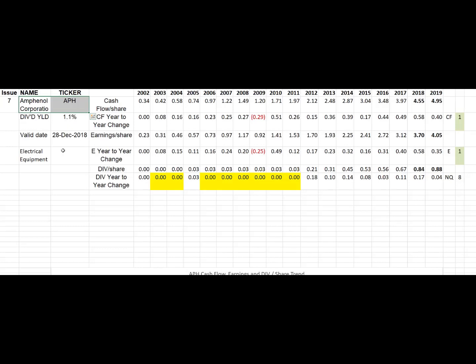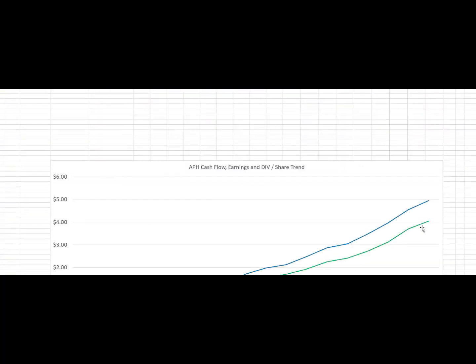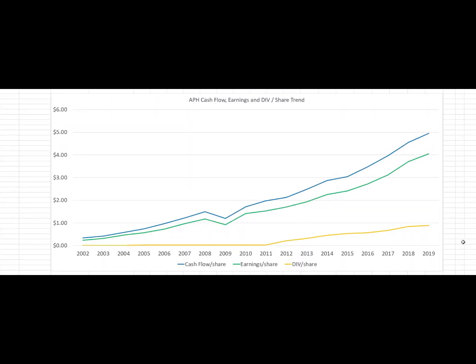Amphenol Corporation, still in the electrical equipment business here, 1.1%. Amphenol makes our list as a CF1 cash flow and an earnings per share E1. You can see their negative years here. They didn't start paying dividends for a while, and then when they did, they've been pretty flat. So they're not much in the way of income for those who are looking at income portfolios, but they might make the list for other investment portfolio types.